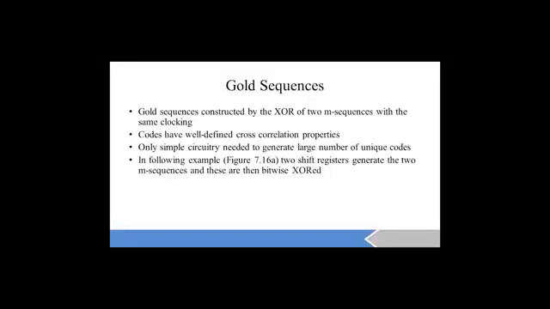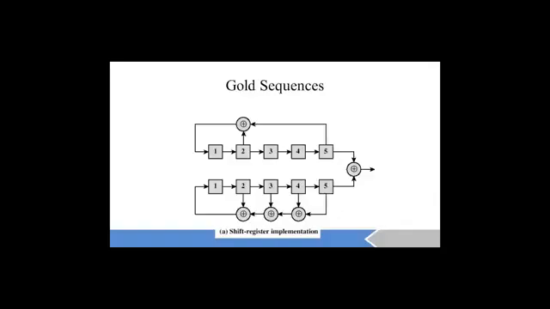One popular set of sequences that does is the gold sequence. Gold sequences are attractive because only simple circuitry is needed to generate a large number of unique codes. A gold sequence is constructed by XOR of two M sequences with the same clocking. As you can see in figure 7.16a, it shows an example.